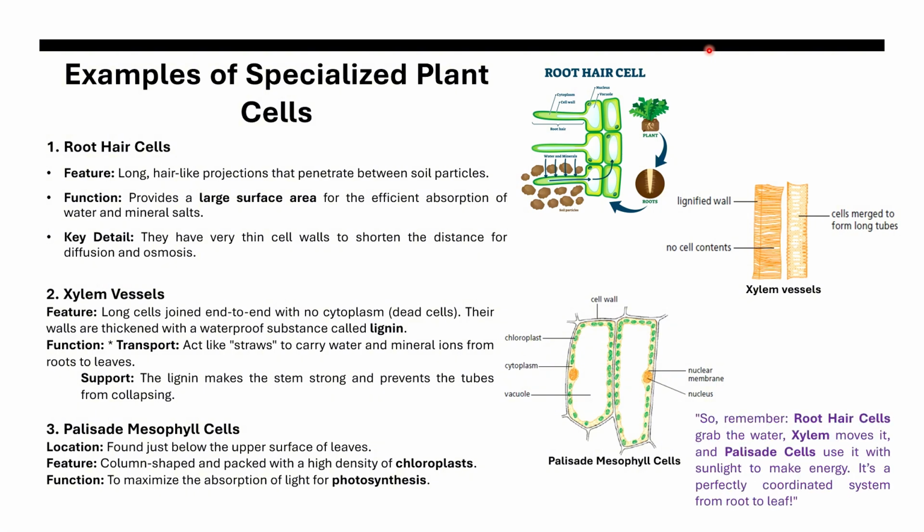So you should remember here that root hair cells grab the water. Xylem moves this water from the roots to all parts of the plant. And then the palisade cells use this water with sunlight to make energy. It is a perfectly coordinated system from root to leaf.